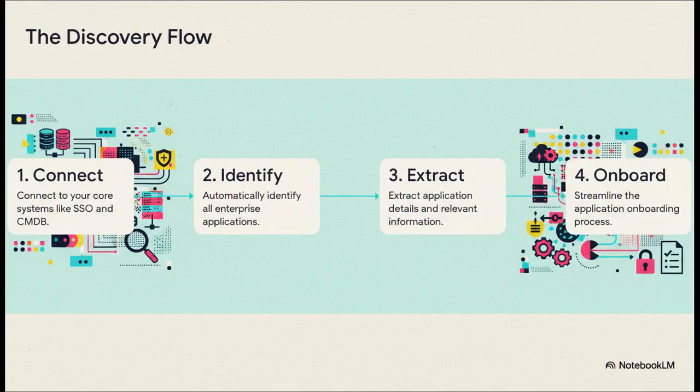The process is a pretty simple four-step flow. First, it connects to the core systems you already use and trust. Then, it uses those connections to identify all the applications. After that, it pulls out all the crucial details about each one. And finally, it brings them into your management process, which streamlines security right from day one.